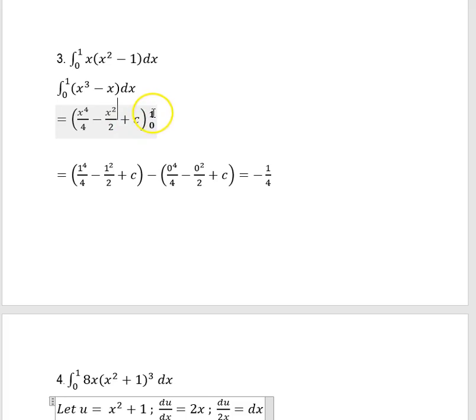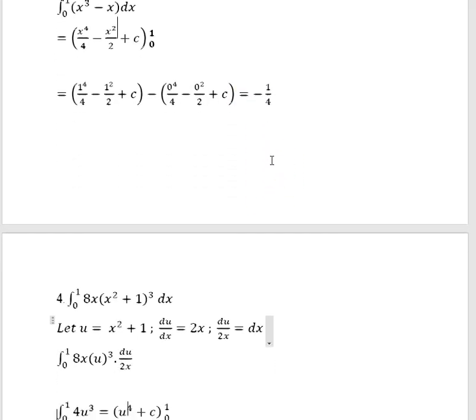At this point, I need to substitute for 1 first, the larger number. Put 1 for x there, you have that. And then I'll say minus, put 0 there, the second value of x. And then when you put that in your calculator, you're going to have negative 1 over 4. Sometimes you can have negative answers.